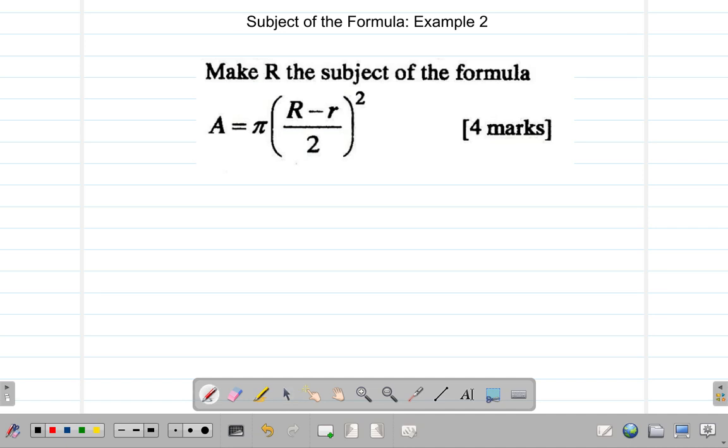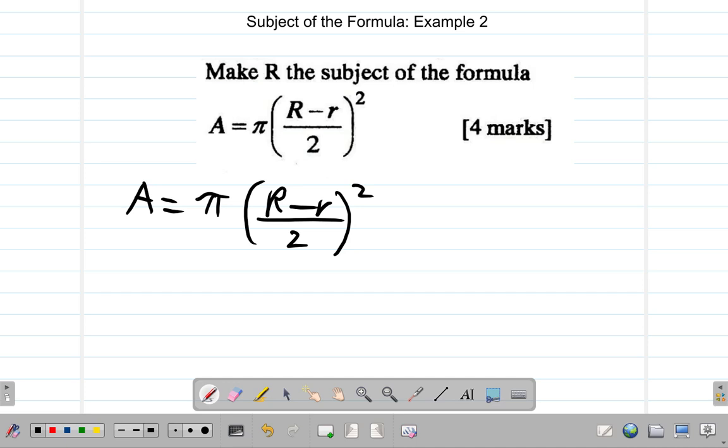Let me just rewrite it. A equals pi, big R minus small r, divided by 2, all squared. And this will make big R the subject of the formula. Right, let's see now. What you're going to need to do is have uppercase R, or big R, equals, and everything else must be over the other side. What you can do first of all, you notice big R minus small r over 2, that is squared.